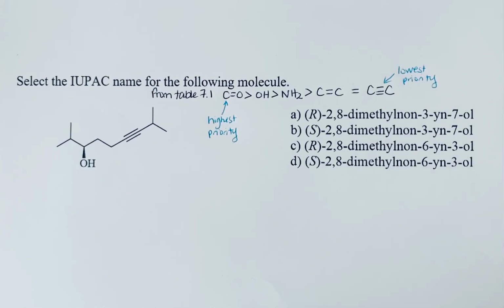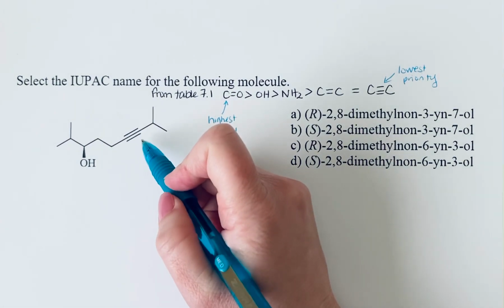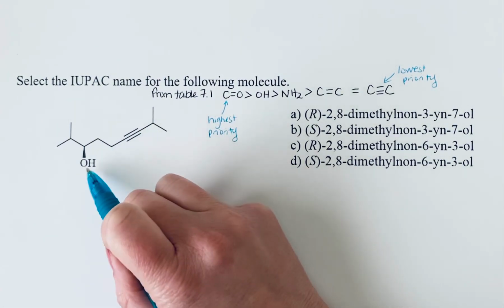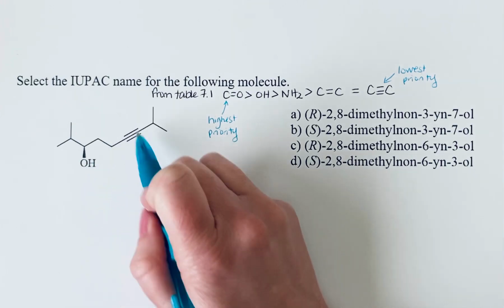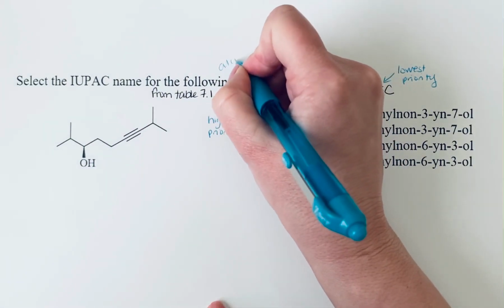Select the IUPAC name for the following molecule. When we look at this molecule, we see that we have two different functional groups. We have an alcohol and we have an alkyne.